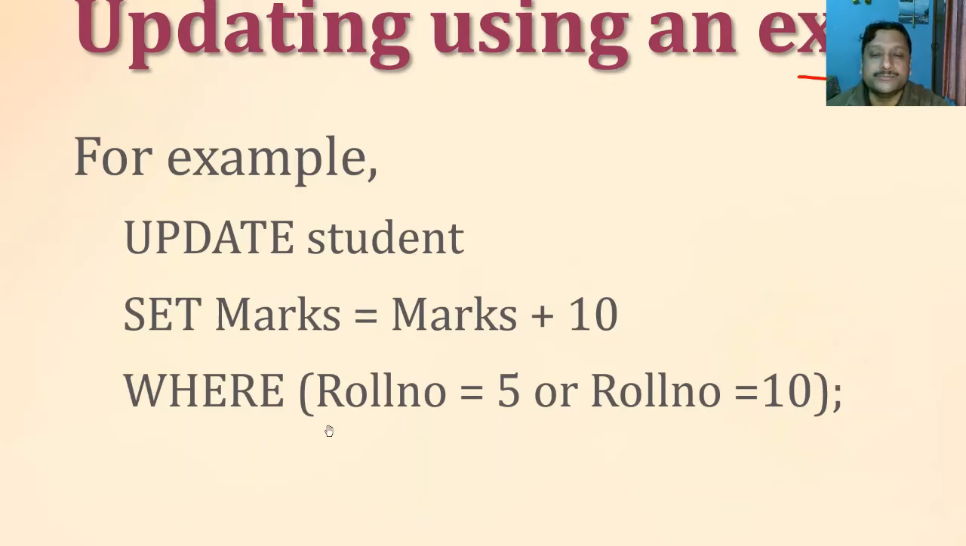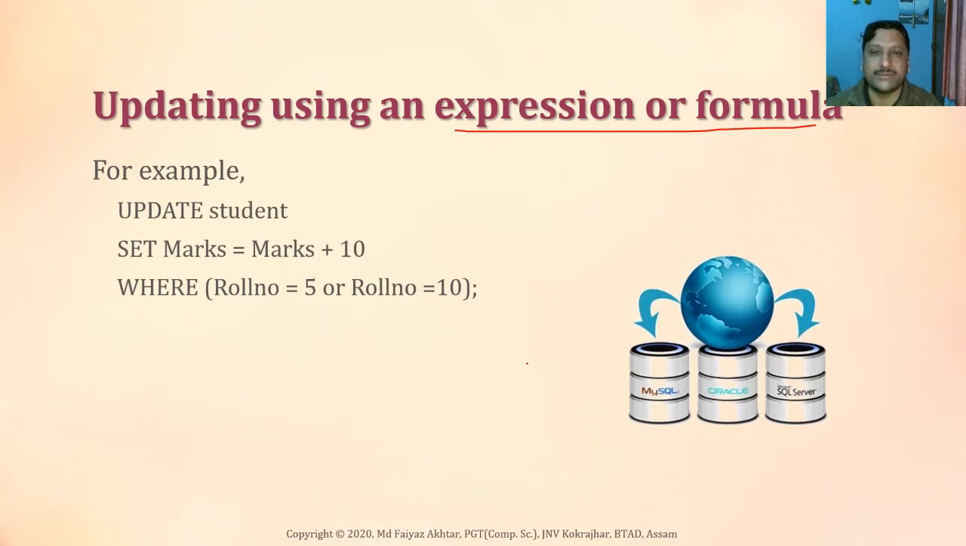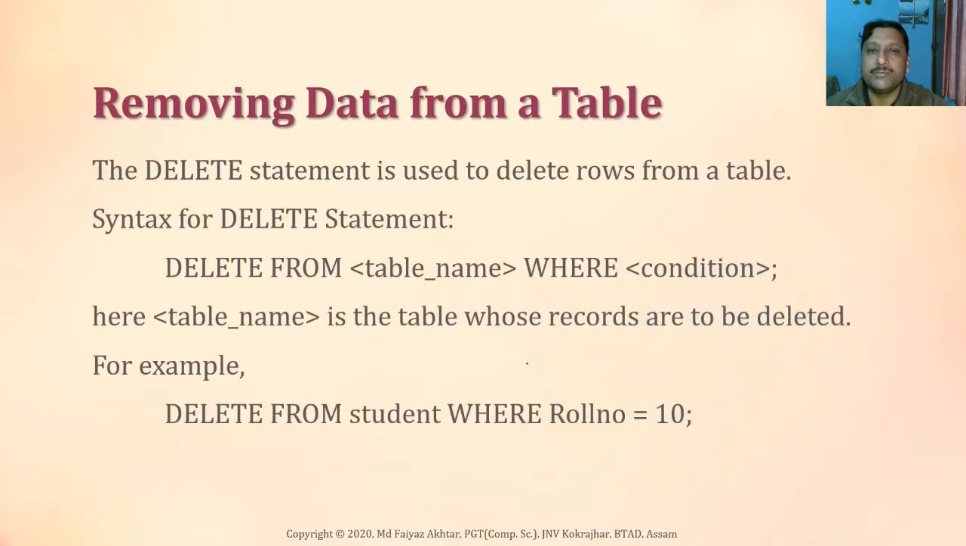But for whom? For whose roll number is 5 or whose roll number is 10. If both students are there, then both records, both rows will be updated with this value. Okay, like this you can do it. Now removing data from table. If you want to remove any row from a table, then the delete statement is very much used.